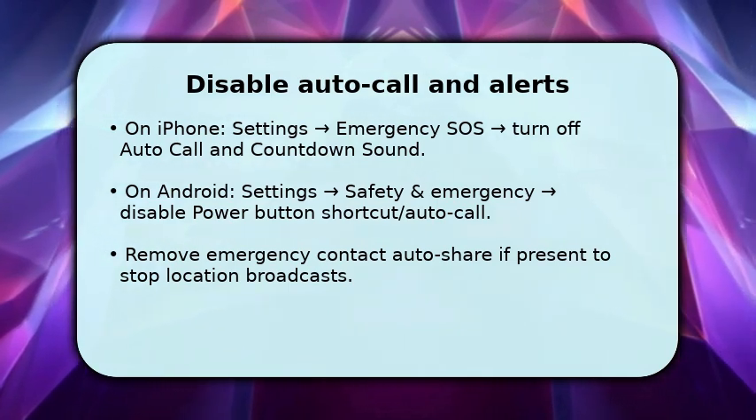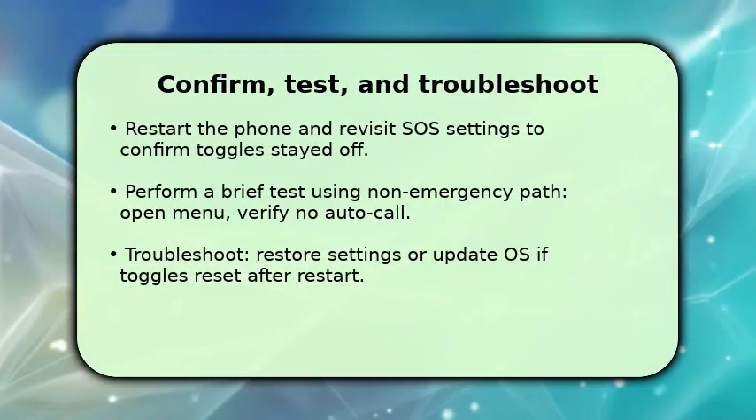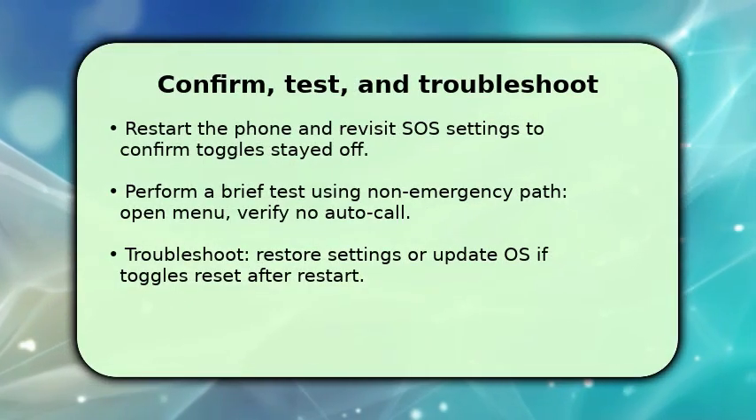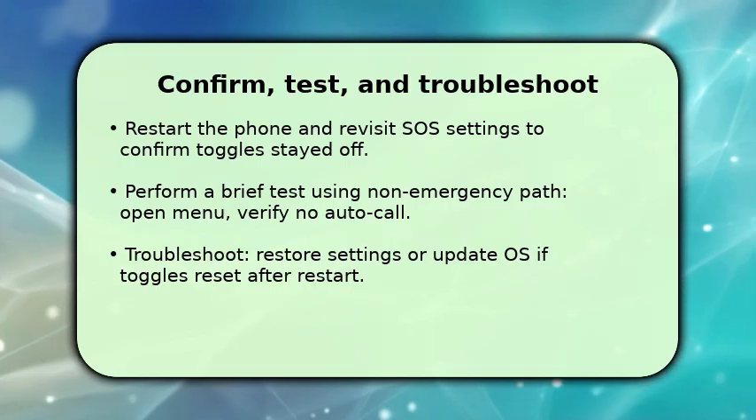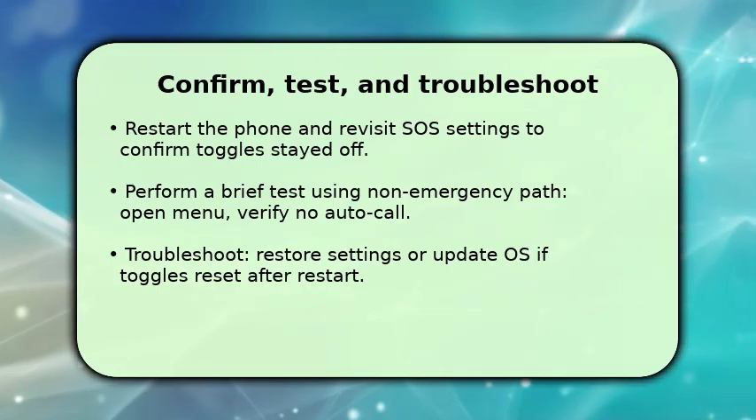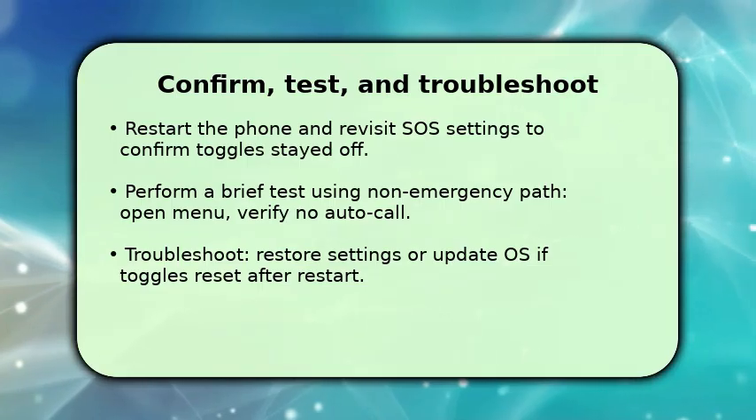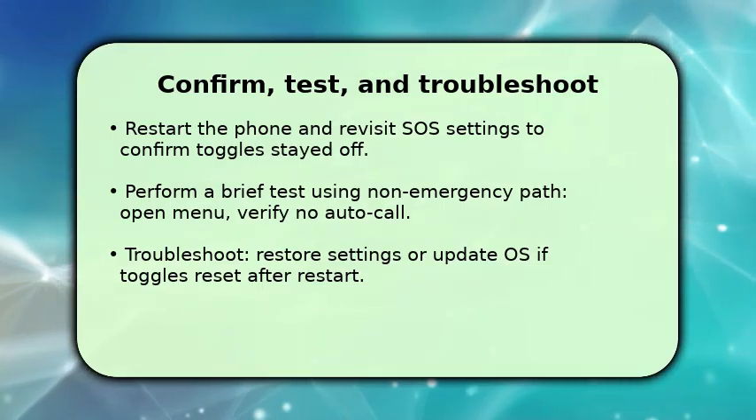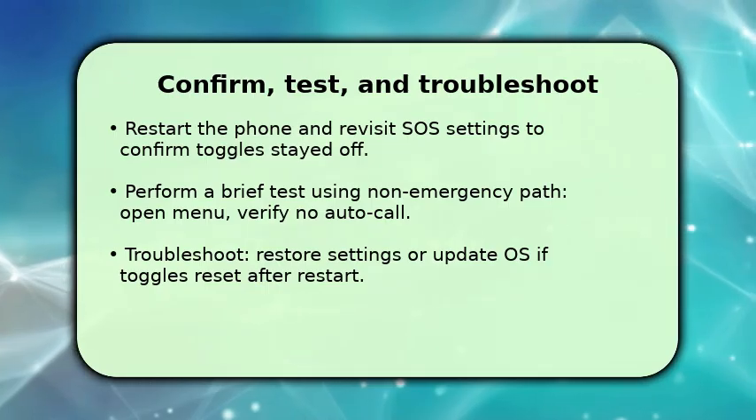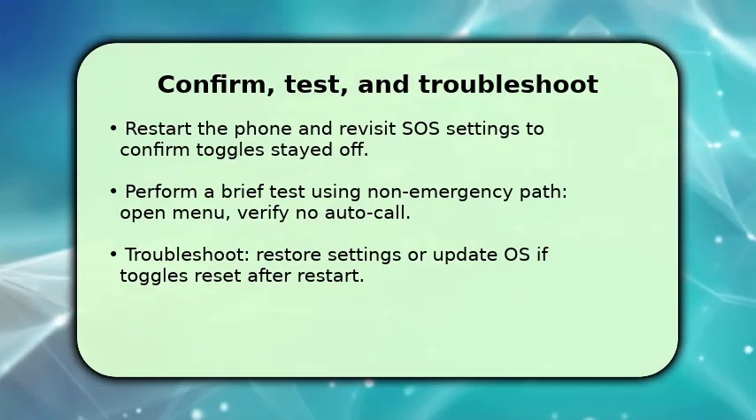This prevents false activations. You finish by verifying changes persist. Restart the phone and return to the Emergency/Safety menu to confirm toggles remained off. Some devices require a reboot to apply changes. Then do a cautious test. Use the menu without triggering the physical shortcut to ensure no auto call occurs.